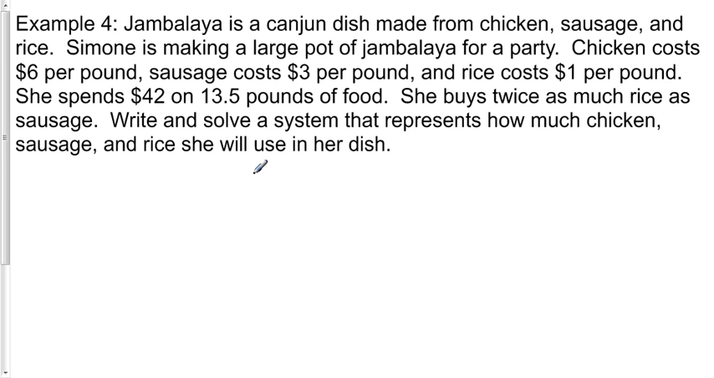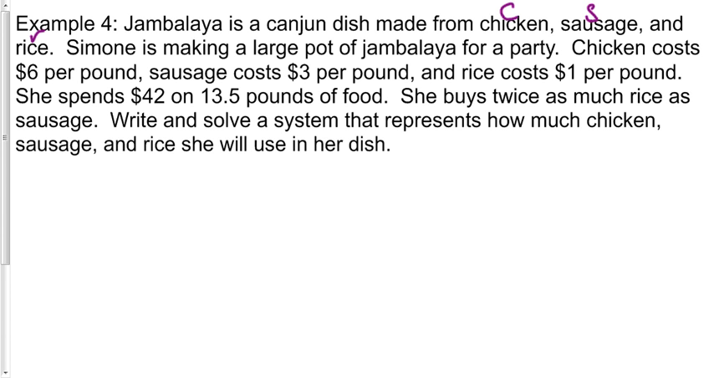Okay, one more example. Let's do a word problem here. Jambalaya is a Cajun dish made from chicken, sausage, and rice. I'm guessing those are going to be our three variables. I'm going to use C for chicken, S for sausage, and R for rice, just so you know.